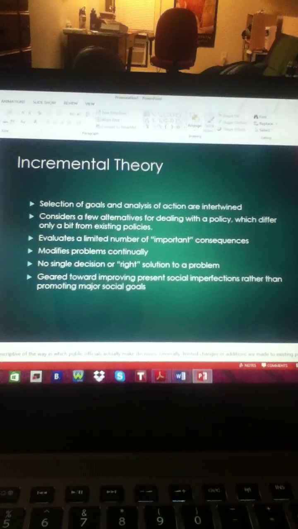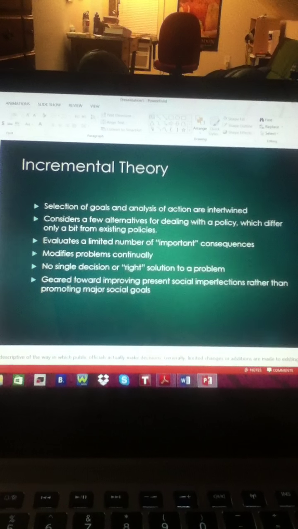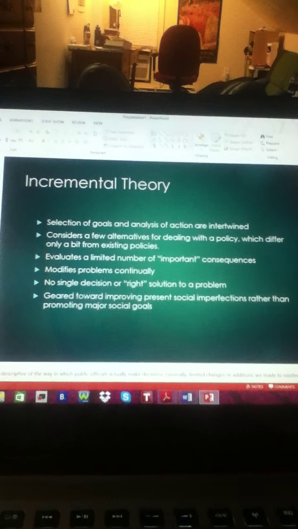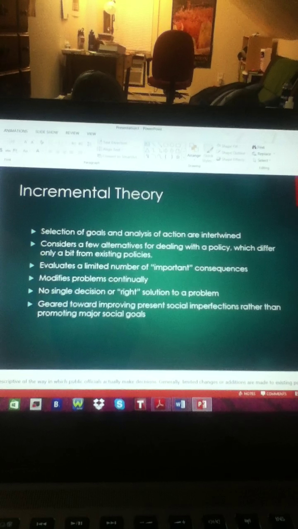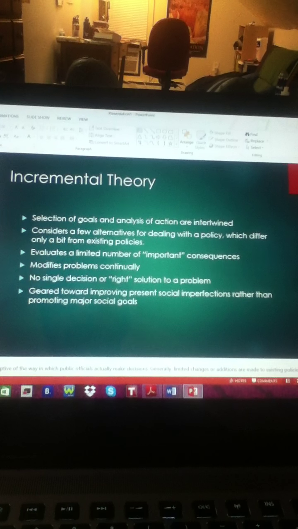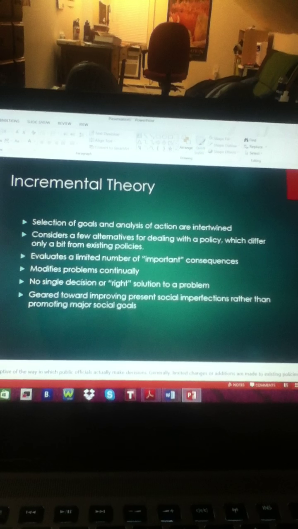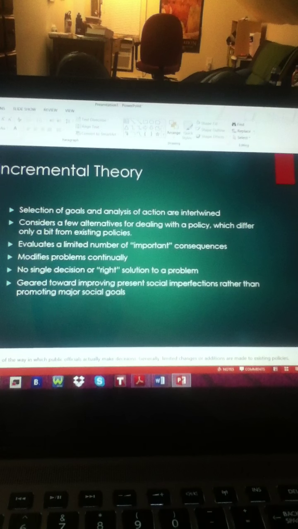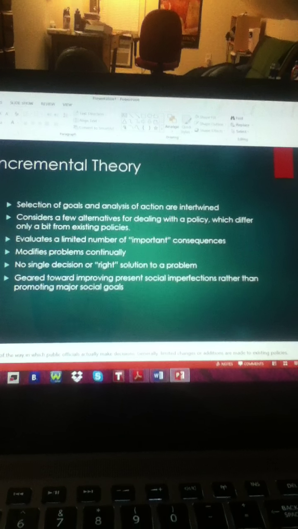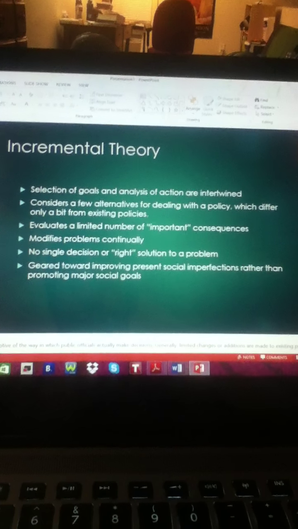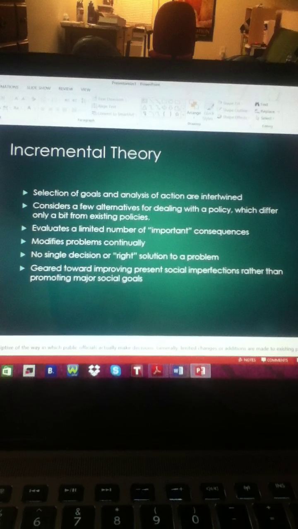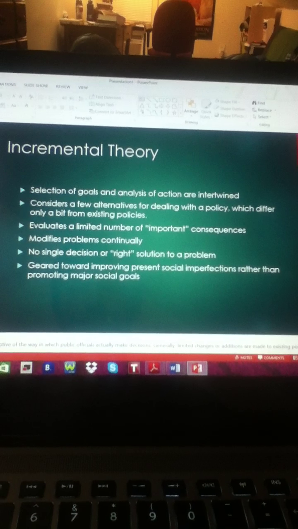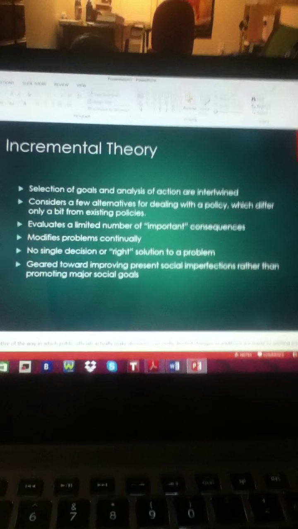The government selects goals and analyzes actions and recognizes that these are intertwined. The government considers a few alternatives for dealing with a policy, which differ only a bit from existing policies. The government evaluates a limited number of important consequences and modifies the problem continually. The government doesn't see any solution as being the only right solution. The incremental theory is geared toward improving present social imperfections rather than promoting major social goals.